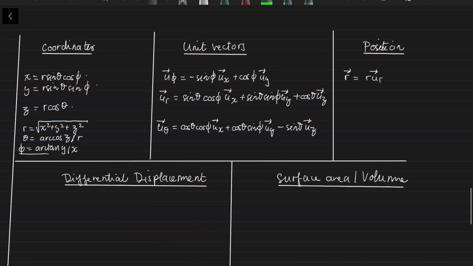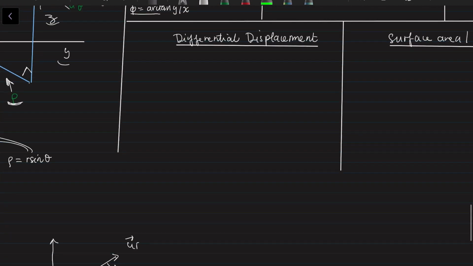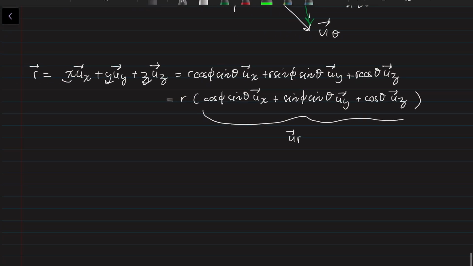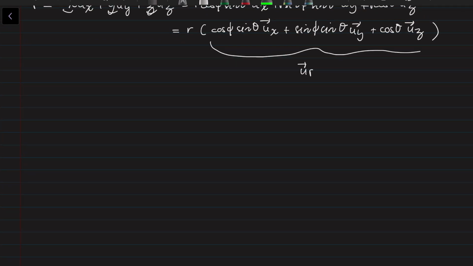All right, so the next thing we have to do is compute the differential displacement vector. Remember, we're going to do the same thing we've been doing since the start, which is to say that the differential displacement vector dr is just the differential of the position vector. So in our case, it's r times ur. So I'm going to use the product rule for differentials. Okay, so that's going to give me dr ur plus r times dur.